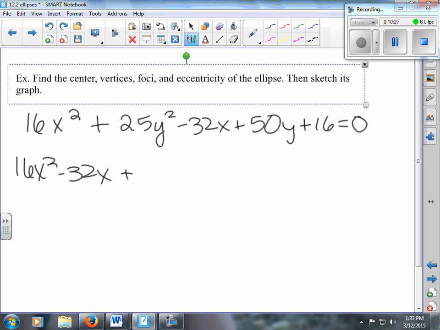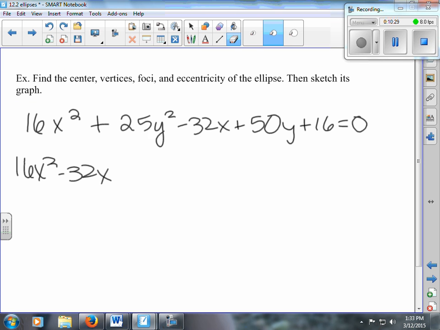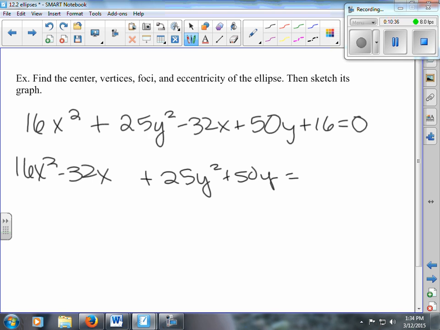And then I'm not going to complete the square quite yet. Plus, and then I'm going to gather my y's together and put my constant 16 on the other side, okay? The next thing to do is, when I complete the square, I really hate a number in front of the squared part, and so I factor that out. So this is 16x squared minus 2x, and then I'm going to complete the square inside of this parenthesis.